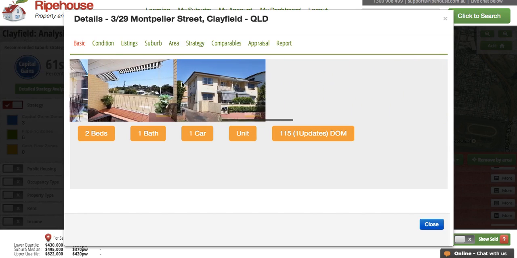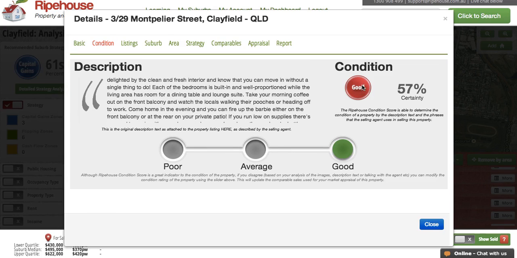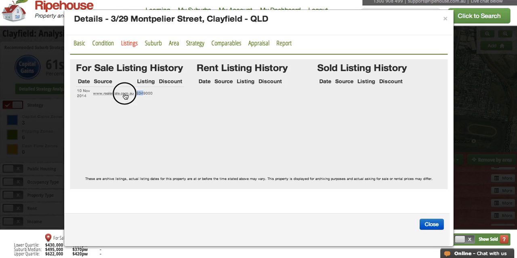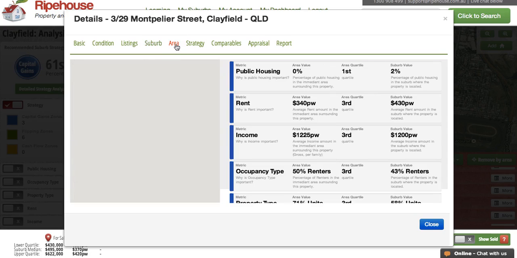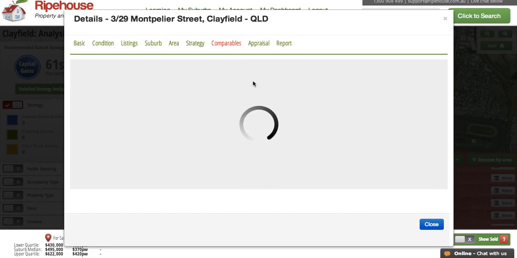So we can click at all the images there. We can view the condition description, the automated condition assessment. We can override that. We can view the full listing history, including all discounting, suburb level statistics, area level statistics, and strategy recommendation. So does the suburb align with the area, align with the property? We can look at comparables. It's pulling the top 6 comparable sold and for rent properties. We can view those. We can agree and disagree with each comparable and remove if we disagree.